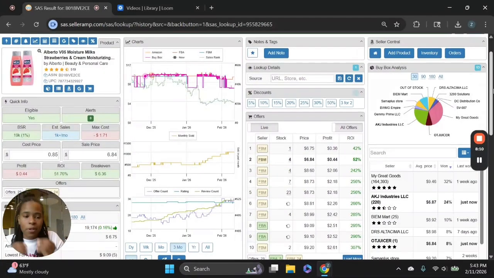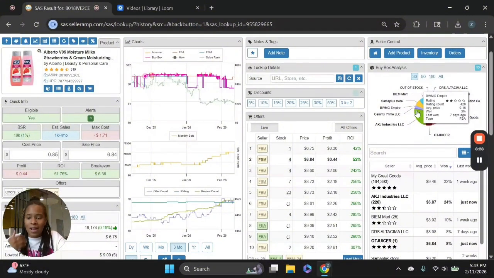This Seller Central tab is really so important, and I don't think people utilize this enough. When you have SellerAmp and you have your Seller Central account connected to SellerAmp, you can actually add products to your inventory. You can get ungated in SellerAmp. You can store from stock in SellerAmp. You can see if your product is going to move in SellerAmp. So this is why I say SellerAmp is really important.